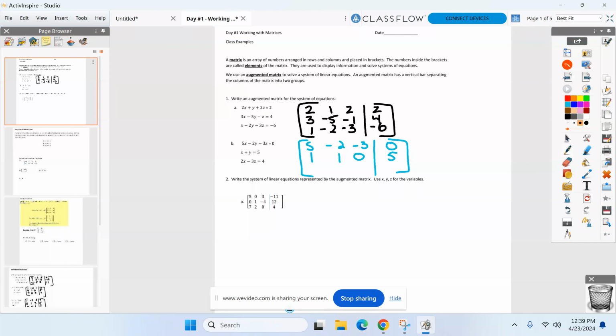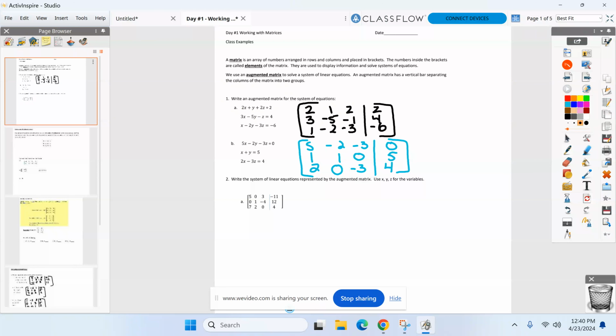5. All right, so for this next one, be careful. First number, 2, 0, right? Because there is no y. Negative 3, and then 4 on the other side. So that's how we write that matrix.